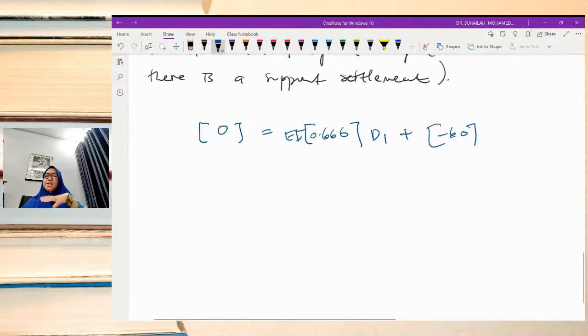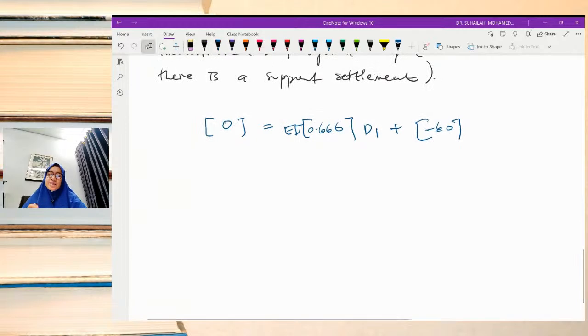So this is actually the equation to solve for the unknown displacement. When we rearrange this, let's say EI is 200 GPa, I is 500 mm^4.